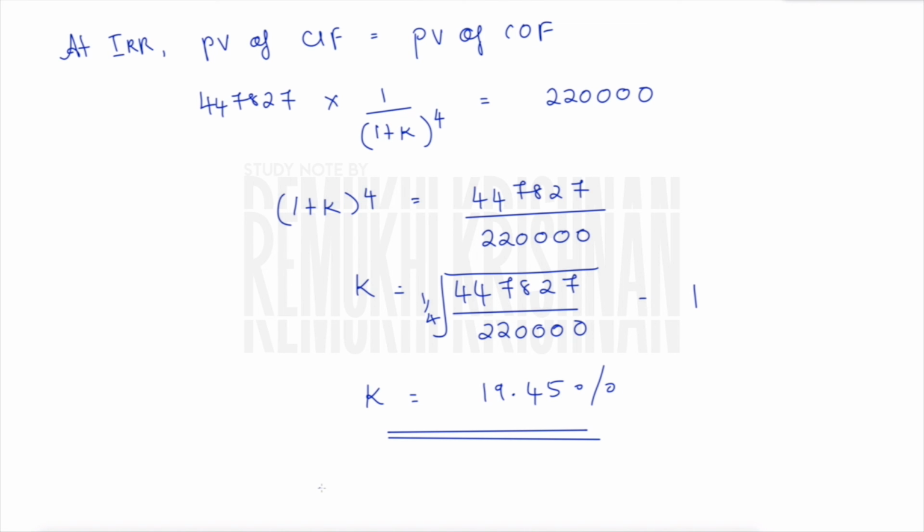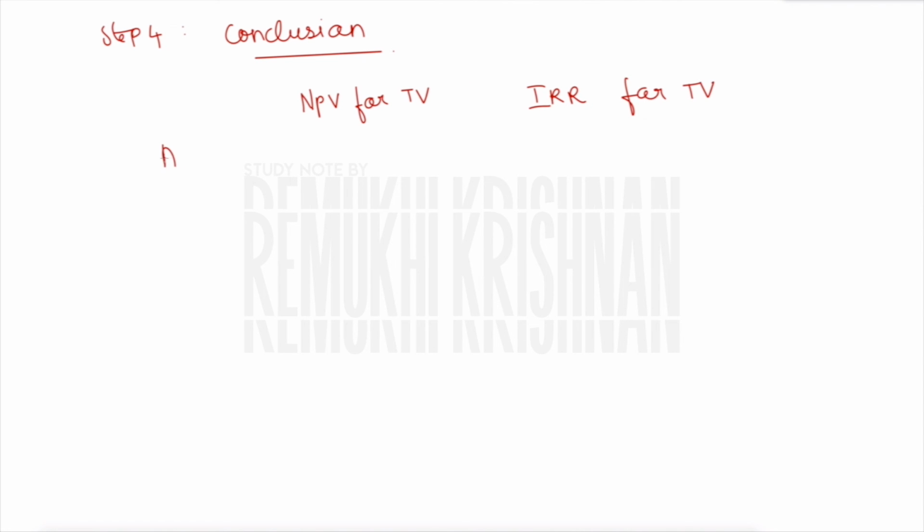And the final step is nothing but the conclusion. Let us put every value in this page and find how this time disparity works. Okay. So NPV for terminal value, IRR for terminal value. Under A, the NPV is nothing but 87,256. For project B, it is nothing but 85,866. So what is the IRR? So it is 19.58 percentage and 19.45 percentage.